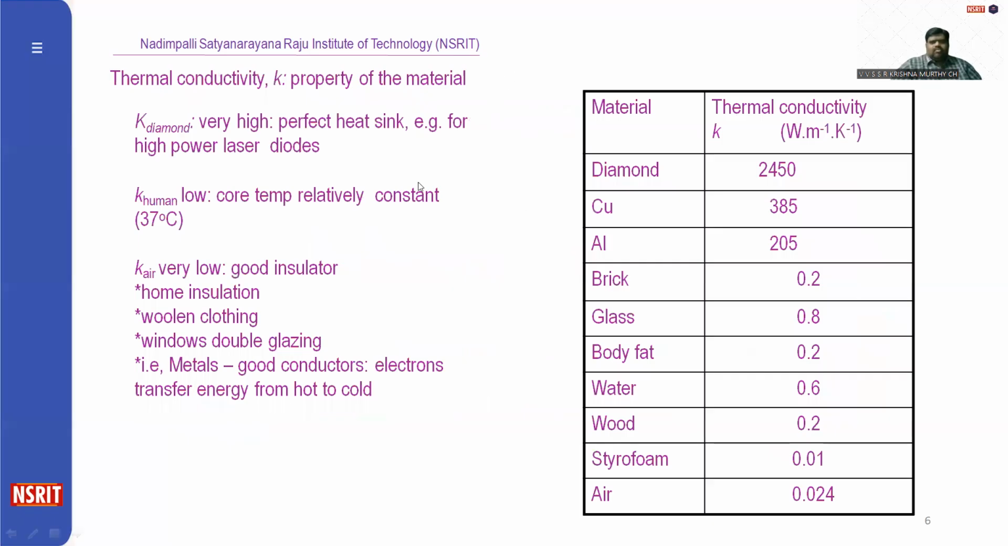So these are the different thermal conductivities for different materials and different properties. It will be very high for high power laser diodes and low for core temperatures, and air is a good insulator. You can see diamond has 2450 watt per meter Kelvin.